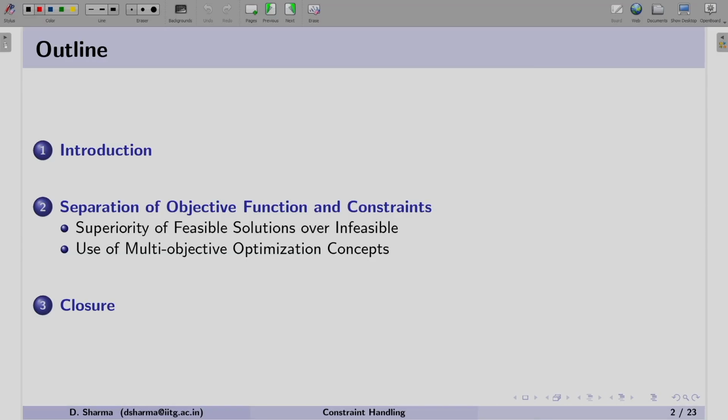Welcome to the session on constraint handling with evolutionary computation. In this particular session, we will target two types of ways in which we can handle constraints in our optimization problem. One way is to separate the objective function and constraints and deal with those constraints separately. The second method is using the concept of multi-objective optimization. So, in this session, we will start with these two approaches and then we will close this session.